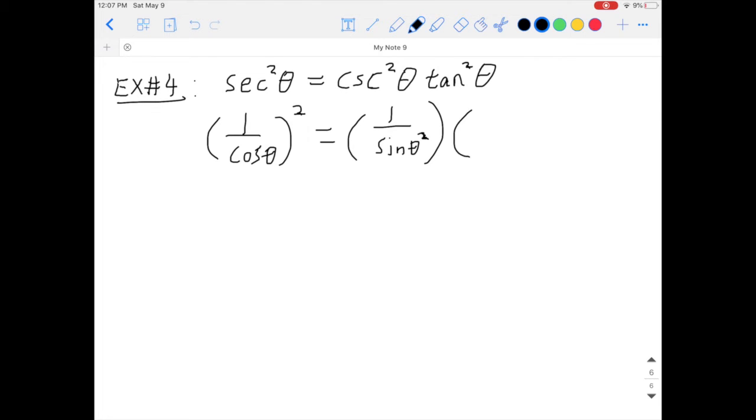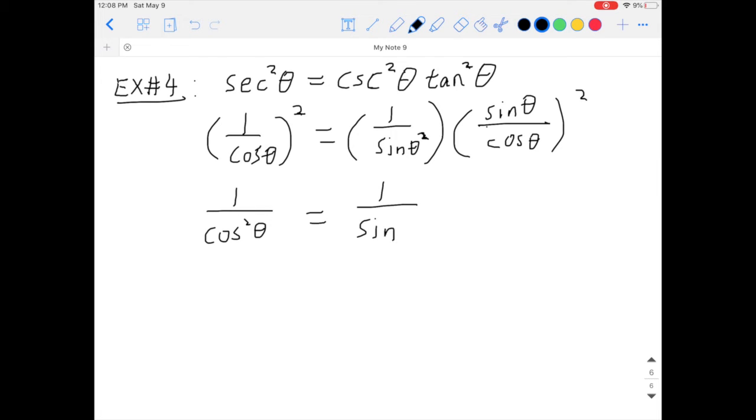Tangent is sine theta over cosine theta, and then square. If you can see this now, you have 1 squared is 1, cosine squared, and in here is 1 over cosine squared theta. Note that it doesn't matter where you put your square. You can put it here or you can put it in the middle. They are the same.